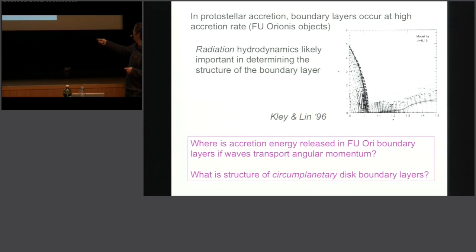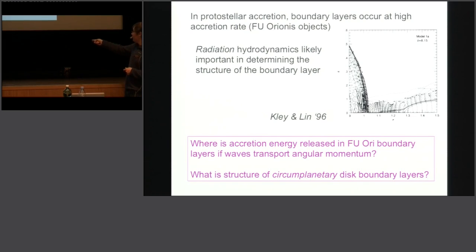and Doug Lin back in 1996. These are some simulations. Here's the star, here's the disk and the boundary layer, and how that gas is flowing in towards the star. So the boundary layer region in systems where it exists can be quite complicated. The angular momentum transport is different probably from in the disk, and there's extra physics involving radiation, which we may often be able to ignore in the disk, but which we can't ignore in the boundary layer. So there's a lot of open questions left here.